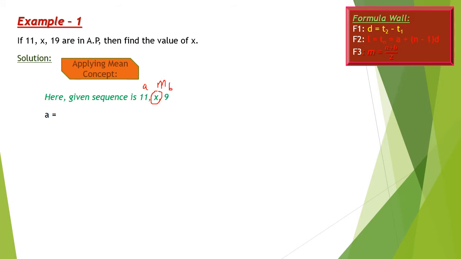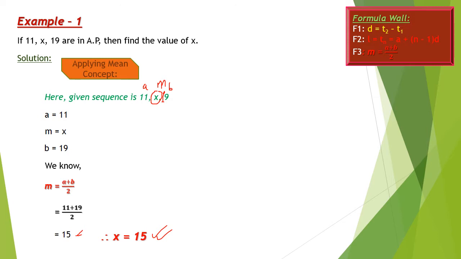Okay, now see, a is 11 and similarly m is x and b is equal to 19. It must be 19. I think there is a mistake here. So 19. Okay, now we know m is equal to (a plus b) by 2, and let's substitute the value. a is 11, b is 19, and divided by 2, the sum total, that is 15. Okay, our value of x is 15. It's very easy. If we apply the mean concept, then you can get the answer very easily.